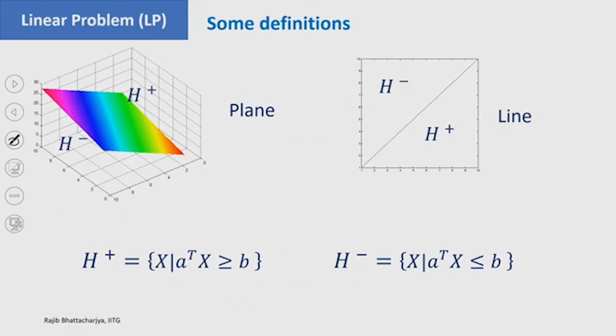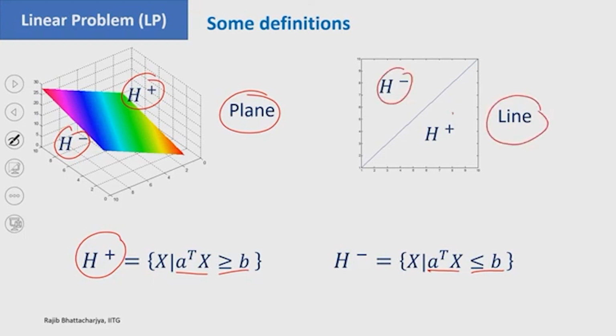Now, I have shown a hyperplane in 3 dimensional space. So, this is a plane, as I said, and I can say that this is H positive and this is H negative. So, H positive is A transpose x greater than b, and H negative is A transpose x less than b, and this is in the case of a line. So, this is H negative and this is H positive.